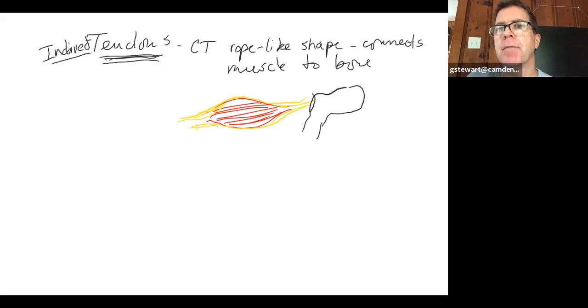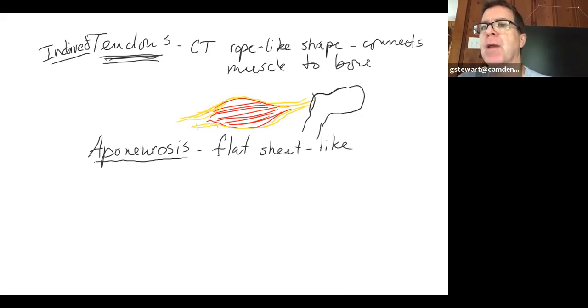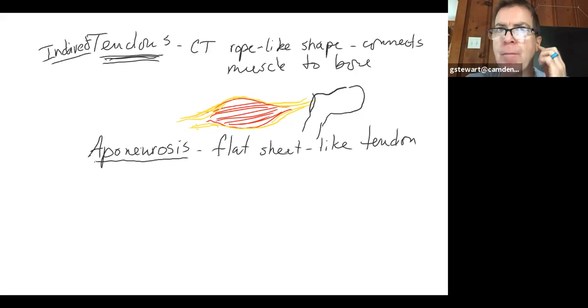So is something called an aponeurosis. Aponeurosis. This is just a flat tendon, basically. A flat sheet-like tendon. It's not rope-shaped. It's a flat sheet-like tendon that also attaches skeletal muscle to bone. And we have an aponeurosis coming off of our flat muscles.